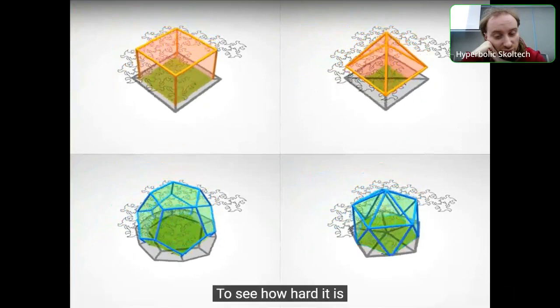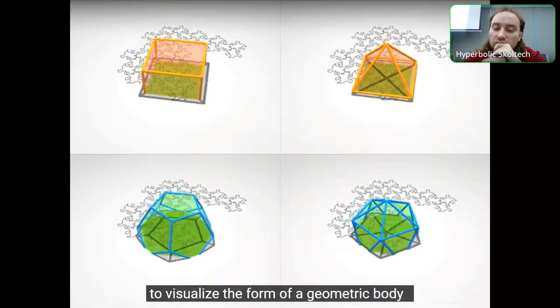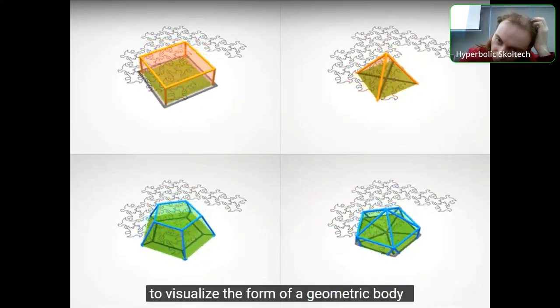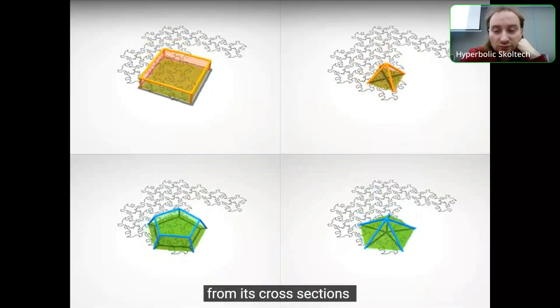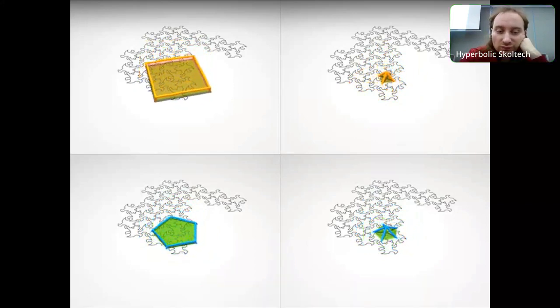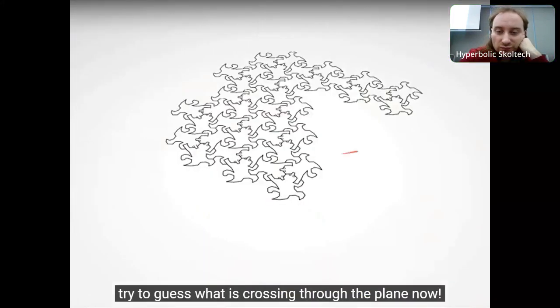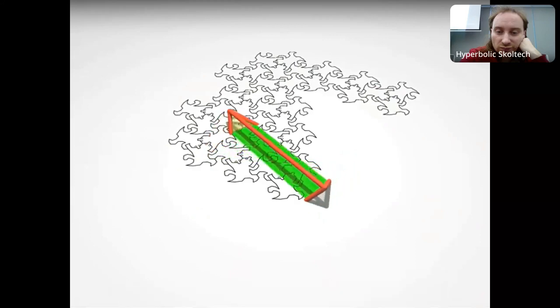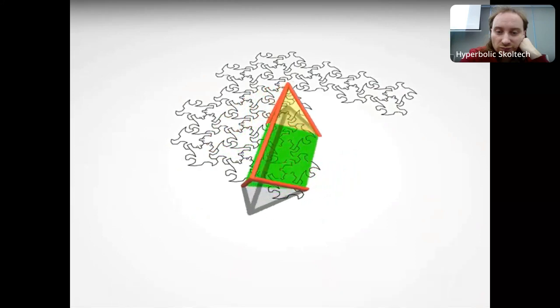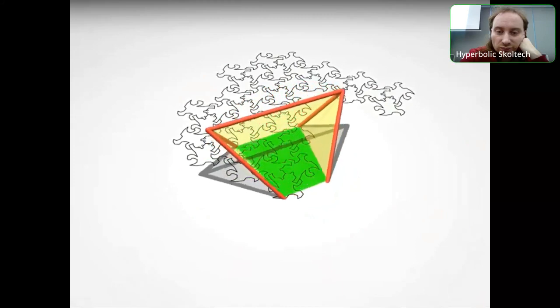To see how hard it is to visualize the form of a geometric object from its cross-sections, try to guess what's crossing through the plane now. A tetrahedron.